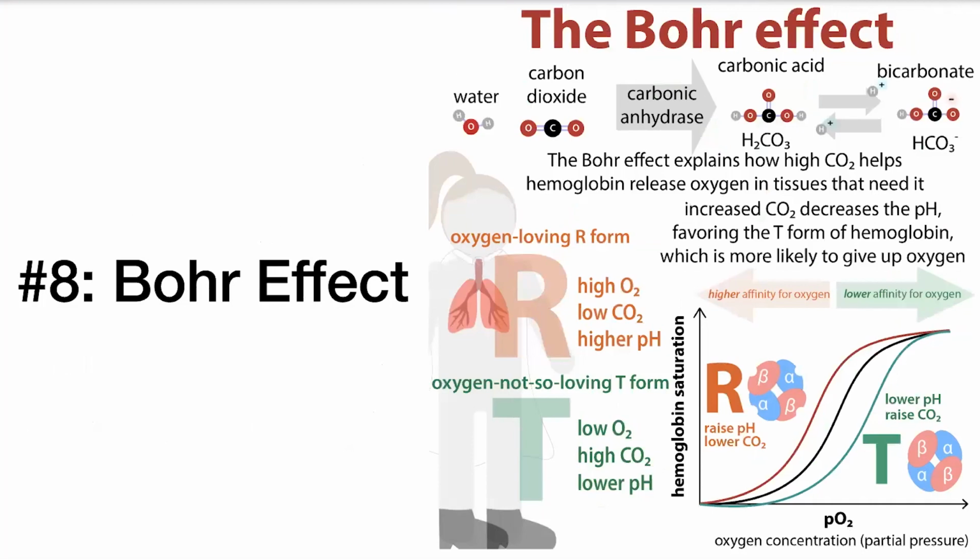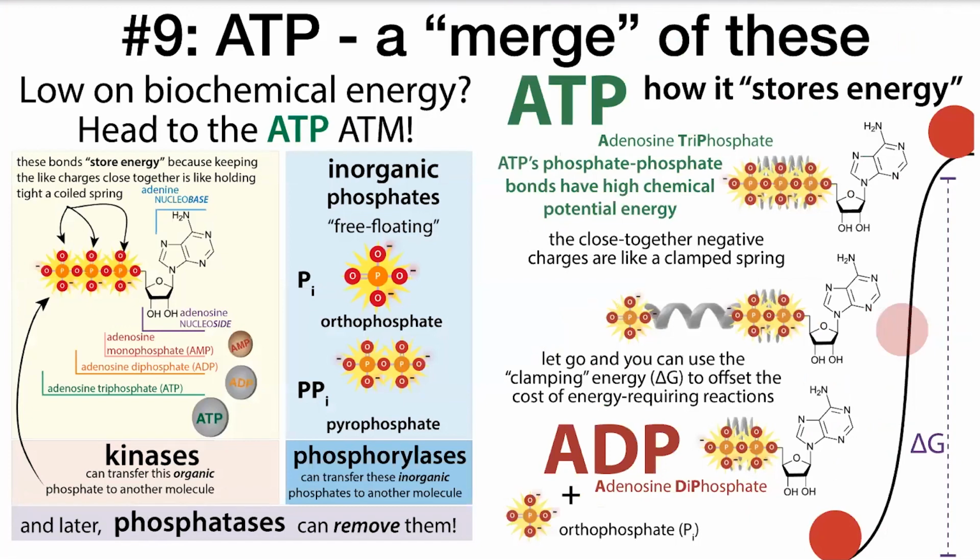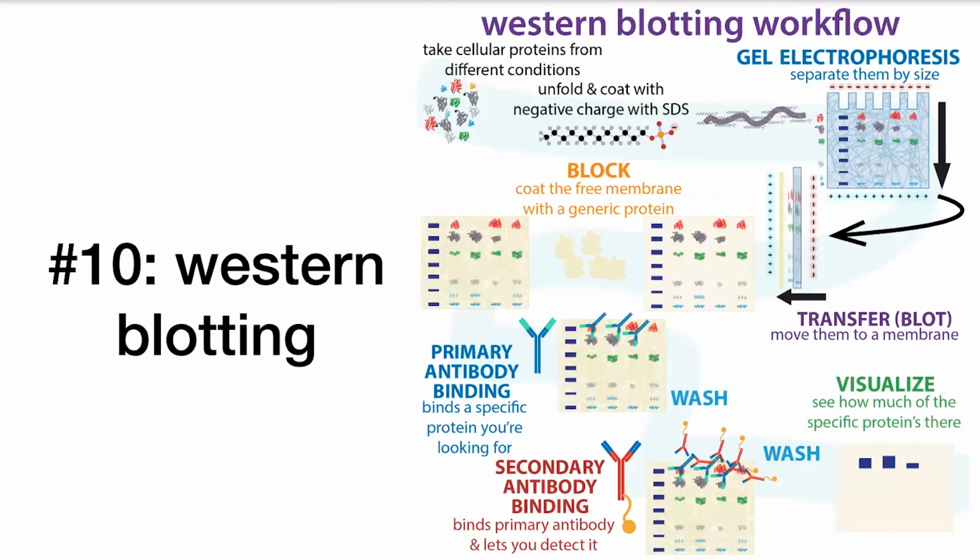Also important is the Bohr effect. Now we're totally changing tracks, but the Bohr effect is going to help your blood cells transport oxygen through your body and drop it off where it's needed. So the Bohr effect, far from boring, is another option for a puzzle. Number 9, we're reaching the end. We've got 10. Number 9 is ATP, and it will be a merge of these two different puzzles, these two different graphics about how ATP stores energy. And finally, number 10, if we want to get more experimental, we've got Western blotting.